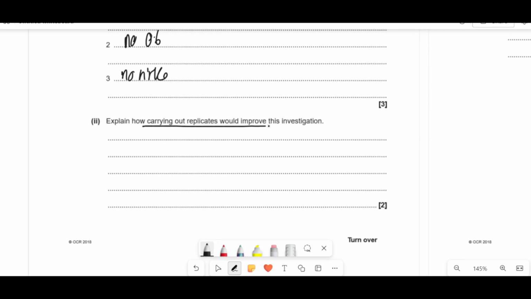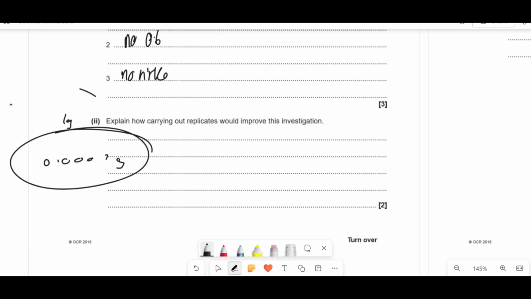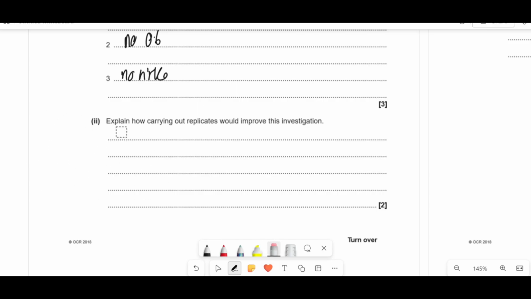It says, explain how carrying out replicates could improve this investigation. If I bought a packet of crisps, and I measure a crisp at 1 gram, and the other one's 0.00001 grams, which one's the one that's most likely going to be right? I don't know. So if I do it again and again and again, I get 0.0002 and so forth, then I know at least it's leading towards that. I don't know how much a crisp weighs.